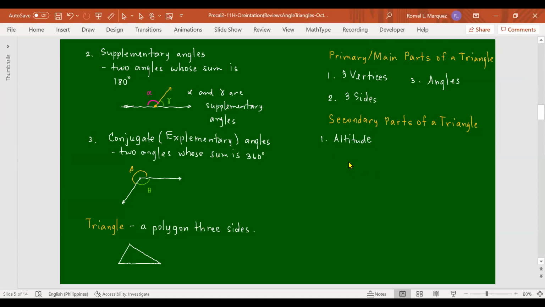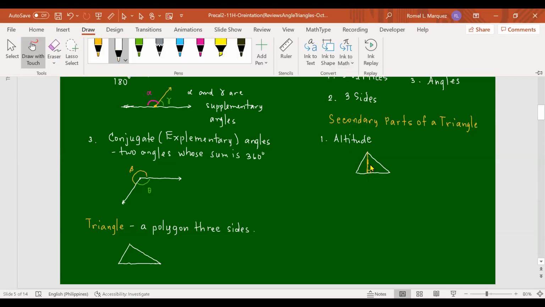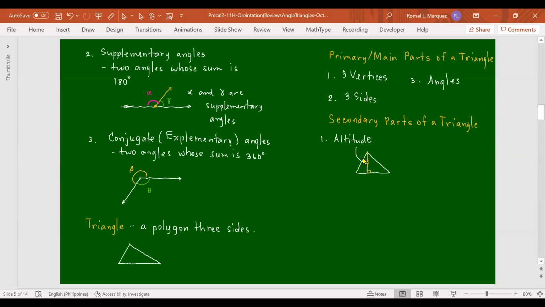Altitude of a triangle. I'm not going to write the definition anymore. So it is a line segment or a line from one vertex perpendicular to the opposite side. If I have this triangle, so the altitude is this. So this is the altitude, the yellow, no? That is the altitude. Okay.